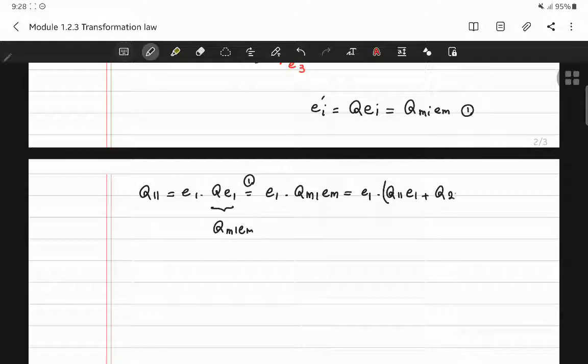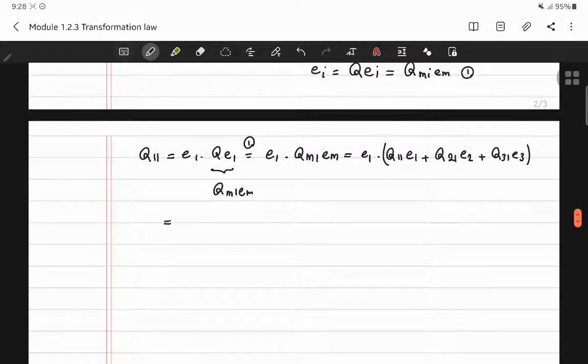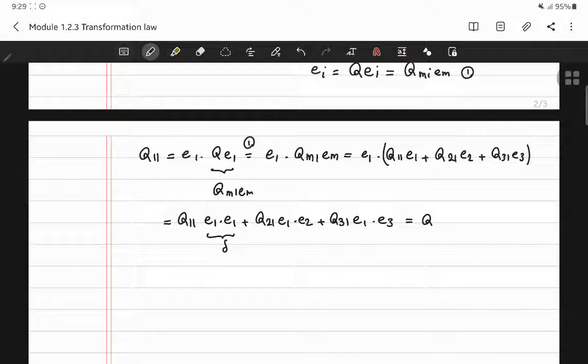e1 . (Q11 e1 plus Q21 e2 plus Q31 e3). So we can take out Q11 e1 . e1 plus Q21 e1 . e2 plus Q31 e1 . e3. And this is nothing but delta 11, delta 12, delta 13. So this is equal to 1, this is equal to 0, and this is equal to 0. So this is equal to Q11.